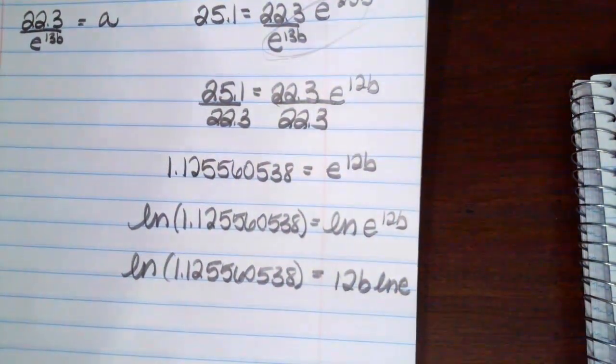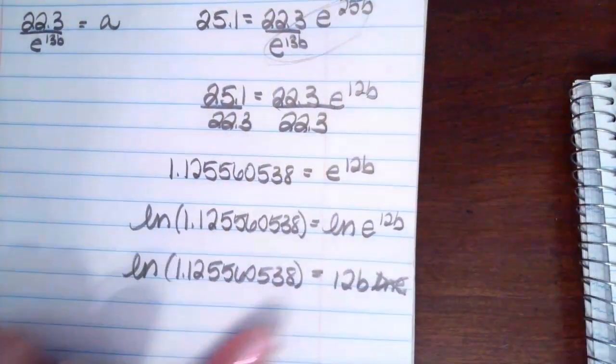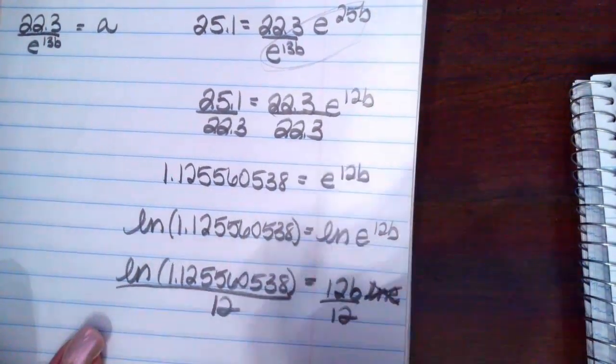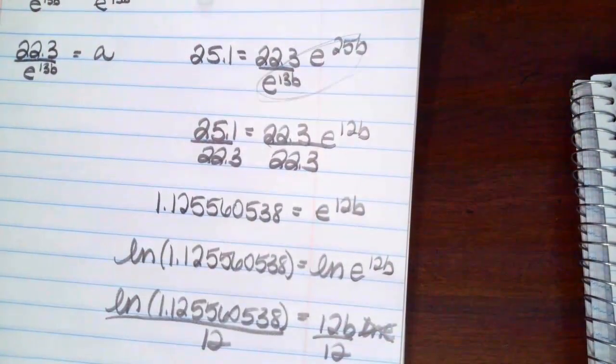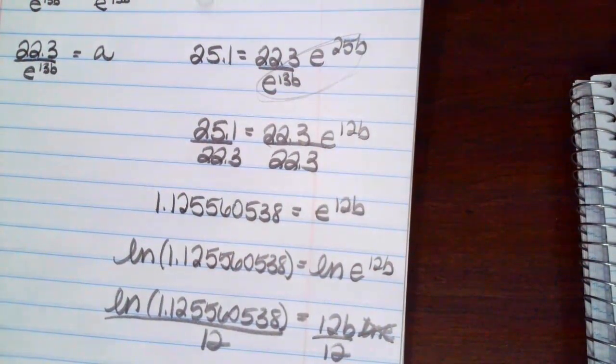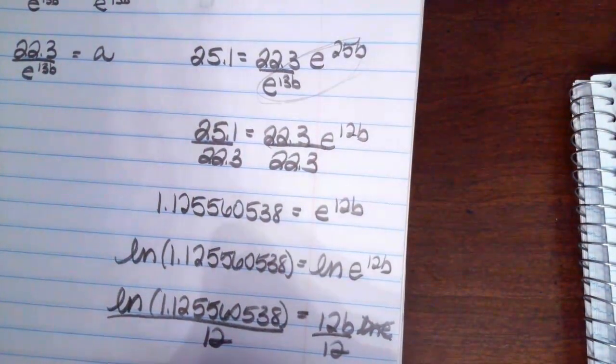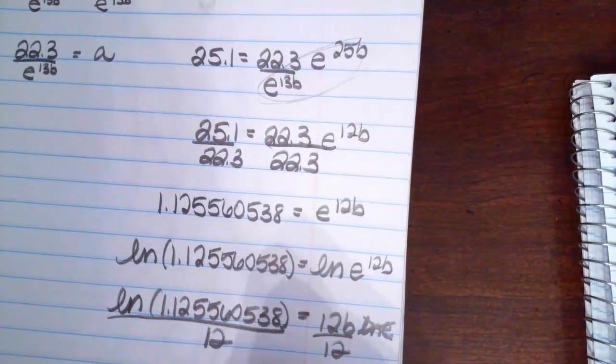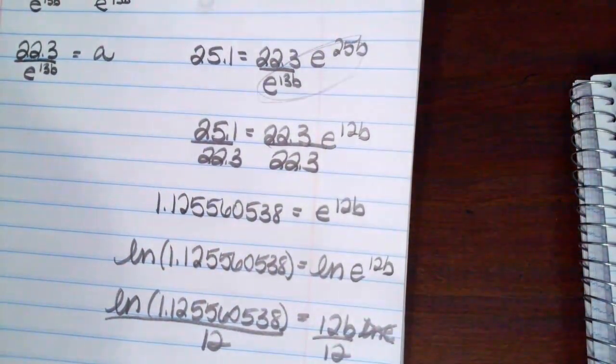And what do we know about the natural log of e? It is 1. So I can divide both sides by 12, and that's going to give me what b is. So b is going to be the natural log of that divided by 12. And I get 0.009856, which rounded would be 0.0099.